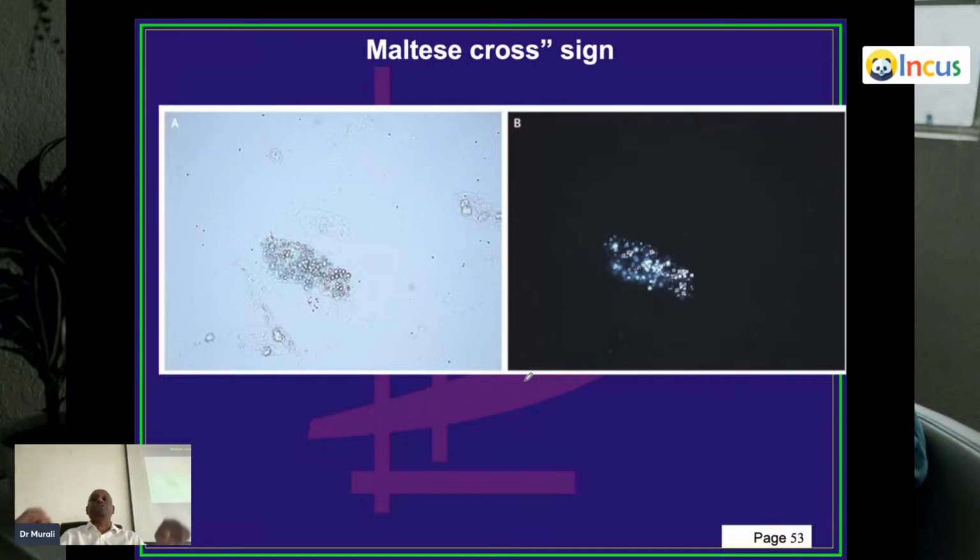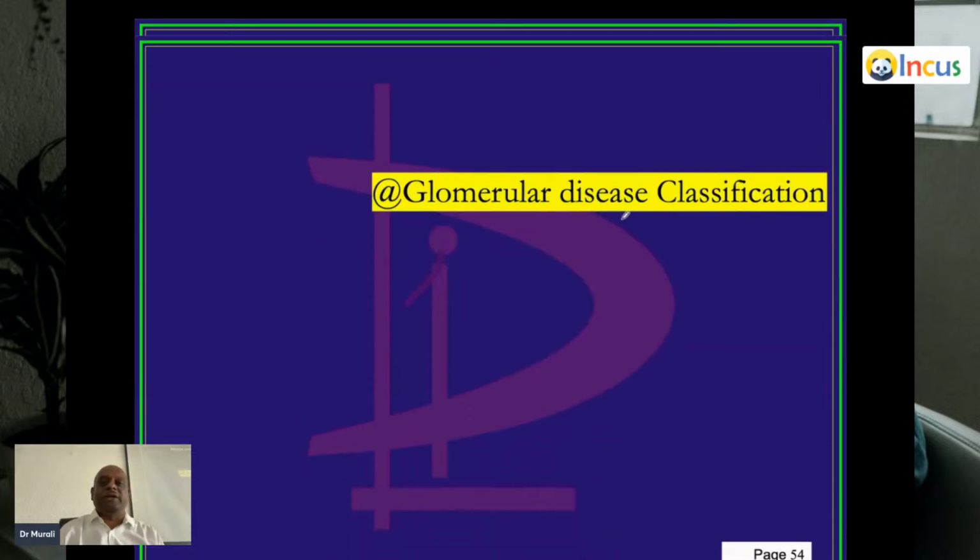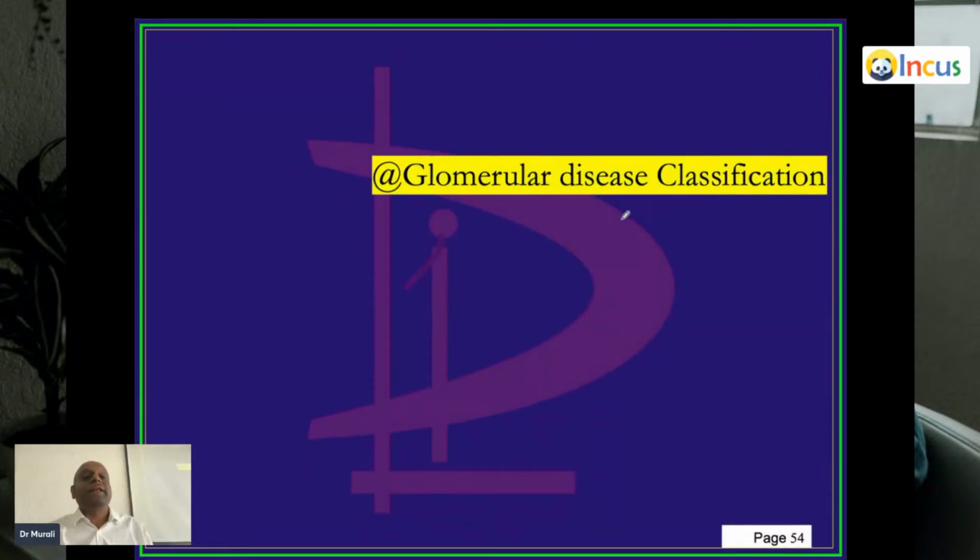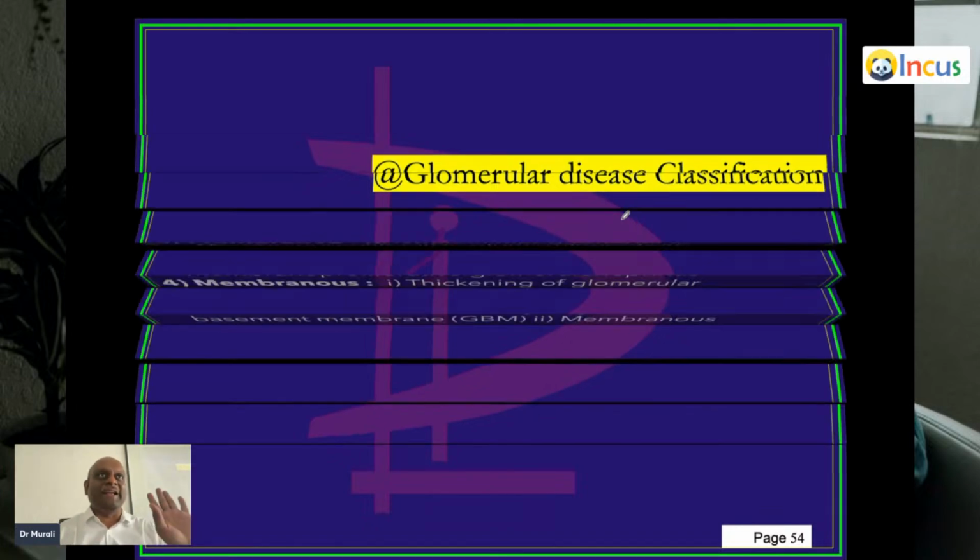Then comes Maltese cross. What is this called? Maltese cross, which is the feature of lipiduria in nephrotic syndrome. Finish. Now comes glomerular diseases. असल शेर बाहर निकला. फटाफट खत्म करेंगे.